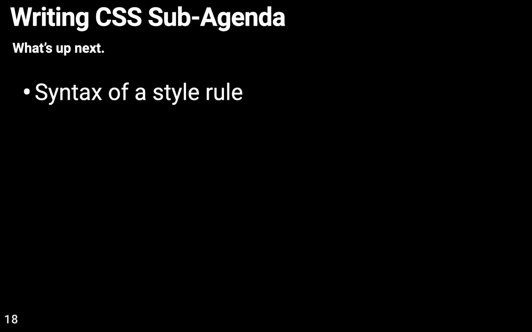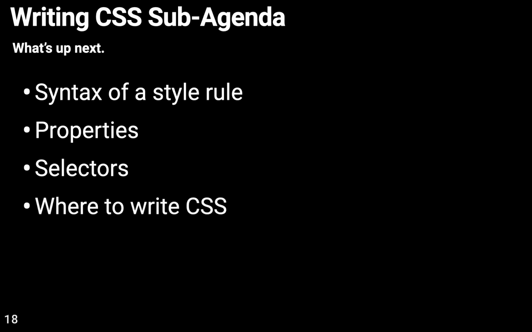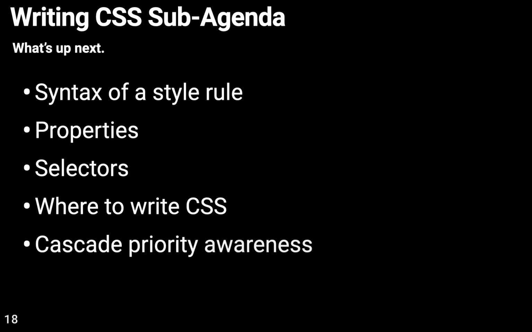First, we'll go over the syntax of defining a style rule. We'll go over what properties are available, what kinds of selectors you will have to use. You'll know what that means in a second. Where you can write CSS. There's lots of ways to get CSS into your code, and then a bit more on that cascade priority stuff, just because it's useful to have a little bit of a working understanding.